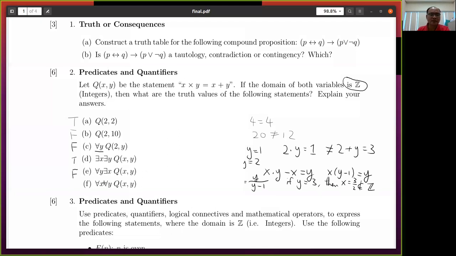And then finally, it says for every x and every y, Q(x,y) is true. Well, we already know from part B that Q(2,10) is not true. So there's no way you can make it true for every single pair of x and y. So this is also false. If you want, you can cite part B, because part B gave you an example where it doesn't work. Okay, so that's how you do question 2.